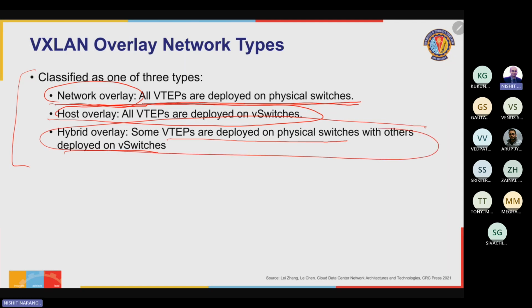These are just some terms which people use in literature: a network overlay, a host overlay, a hybrid overlay. I'm not going to use these terms in my course or any of the remainder sessions, so you don't need to remember them. Just remember that all these configurations are possible. VXLAN is a very flexible protocol. It can enable different forms of overlay networks to get created. And VTEPs are functions. It doesn't matter whether that function is implemented in a virtual switch or on a physical switch.